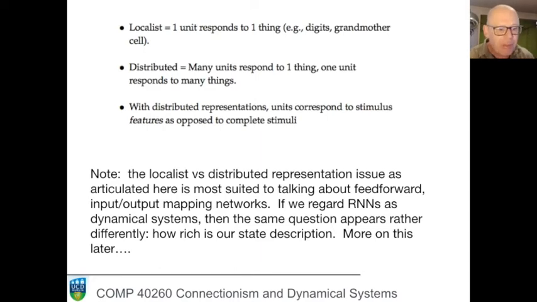Just by the by, the distinctions we're making here really apply in the interpretation of data within feed-forward networks. When we get to recurrent neural networks, the same question will appear slightly differently, and there our question will be not have we captured the right features, but how rich is our state description. We'll get back to that later.